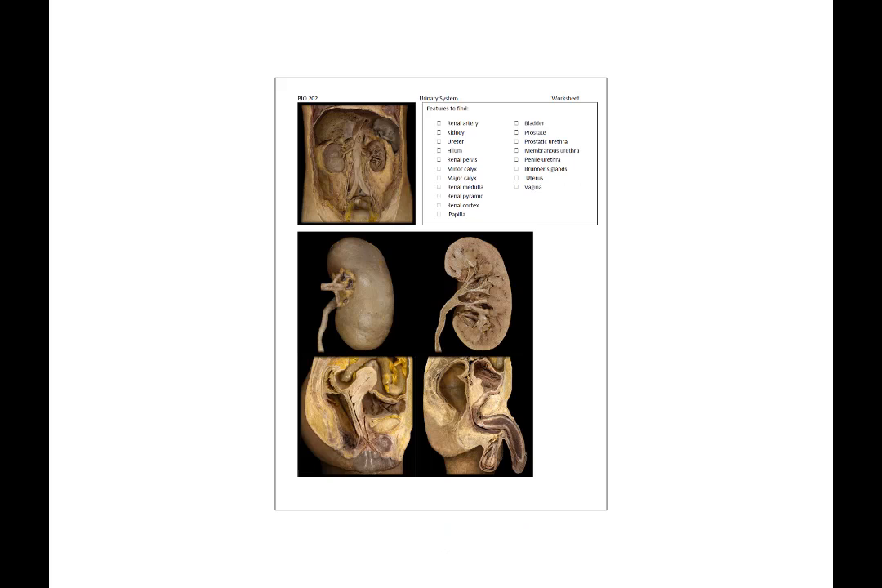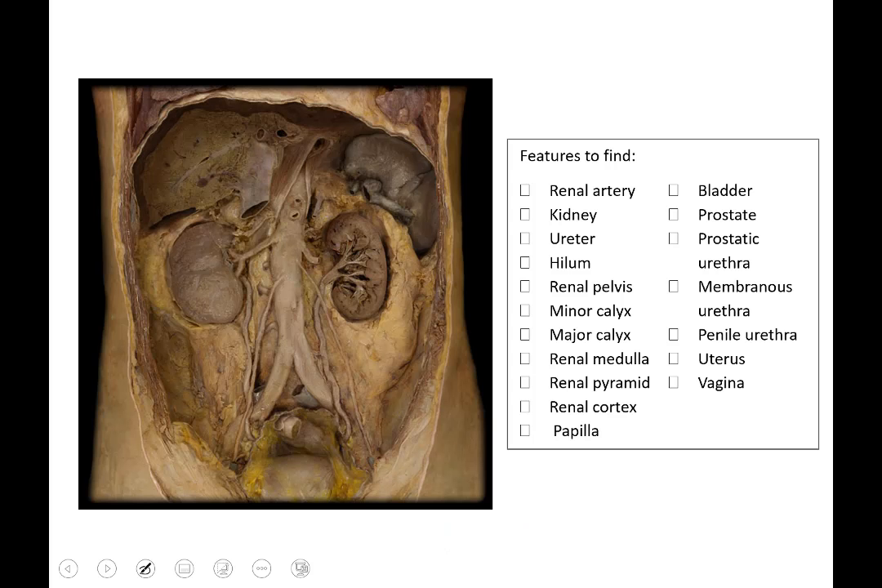Now we'll look at some of the cadaver images. The renal artery is going to be coming off of the aorta. So I'm going to type AO there. So this here would be a renal artery as well as this one. This other one has been cut. So the left renal artery has been cut. It's coming off of the aorta.